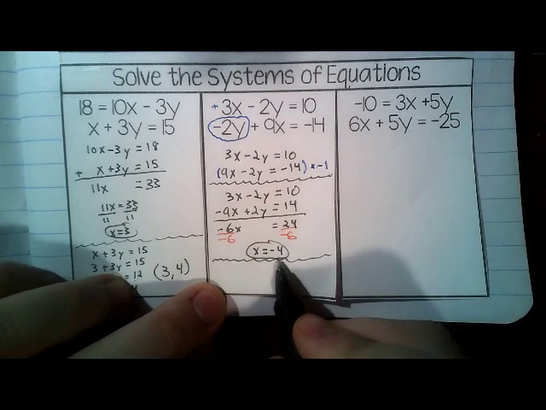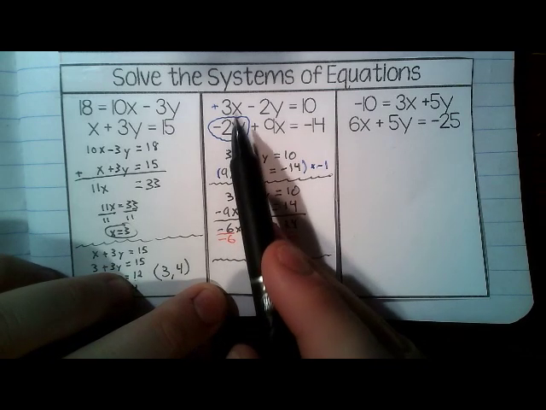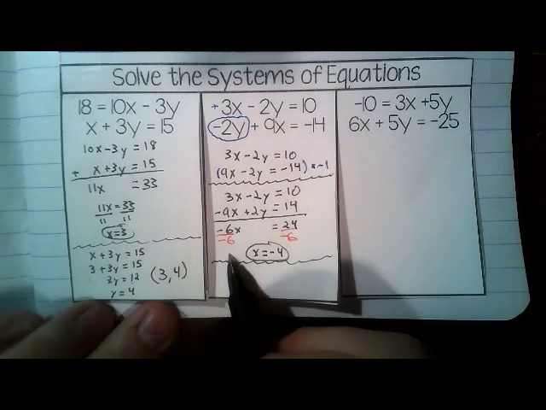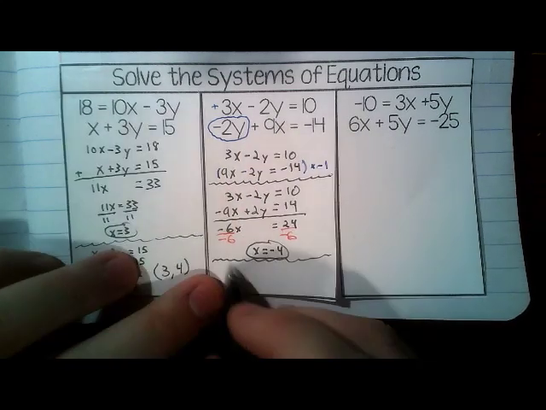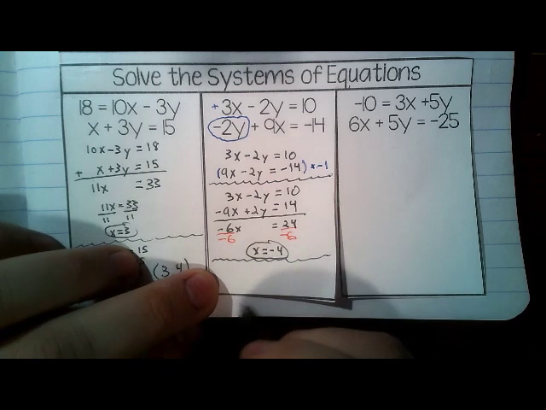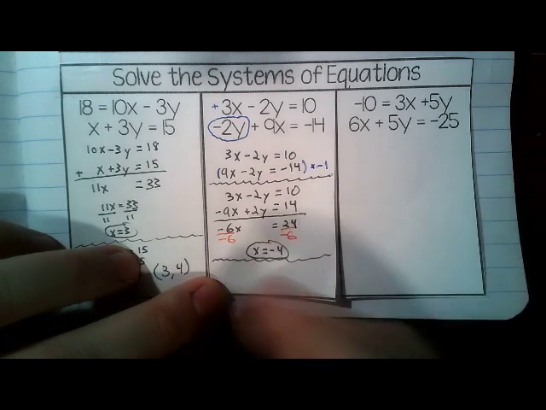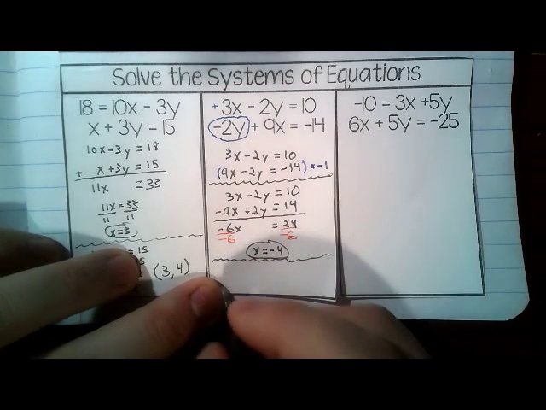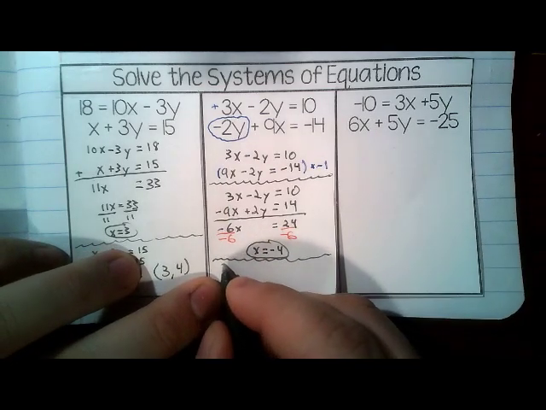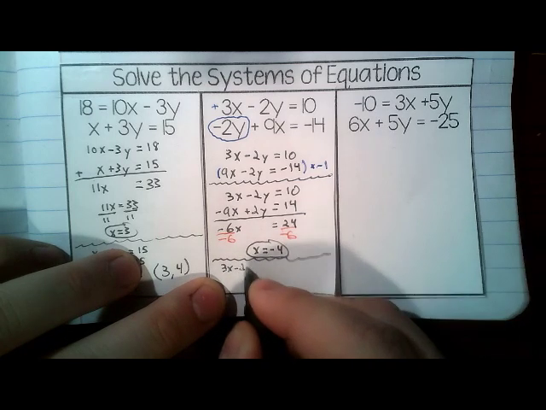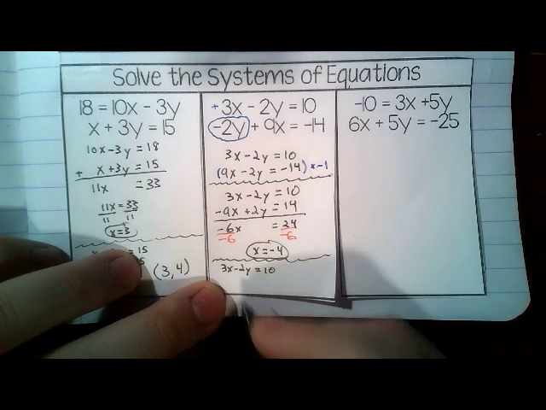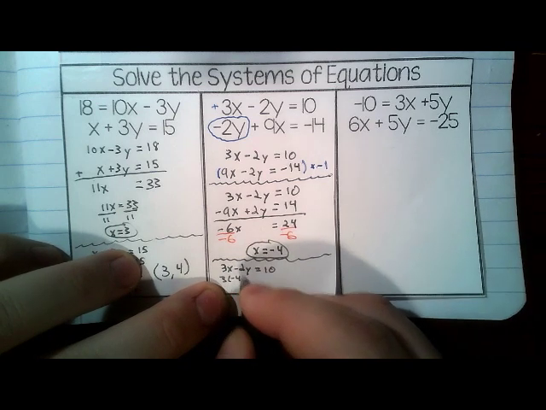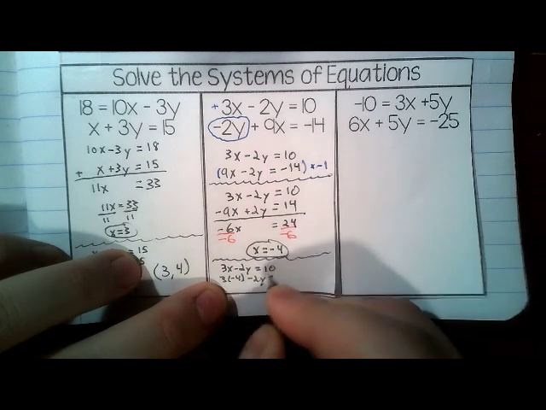Now that you know x is negative 4, you're going to put that into either this equation or this equation and figure out the value for y. It might be a little tight space here, but we can write down here if we need to. So I'll use the first one. It's 3x minus 2y equals 10. So that's 3 times negative 4 minus 2y equals 10.